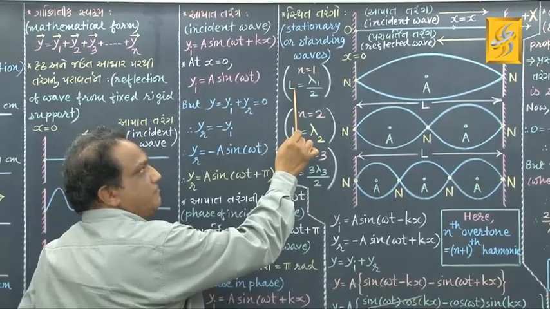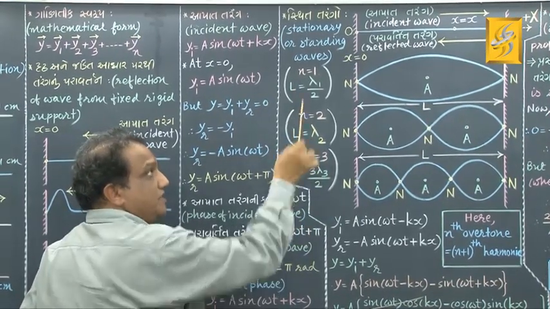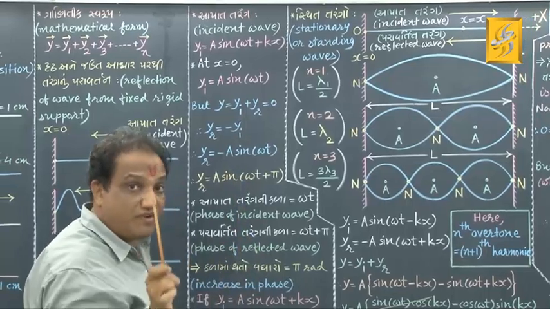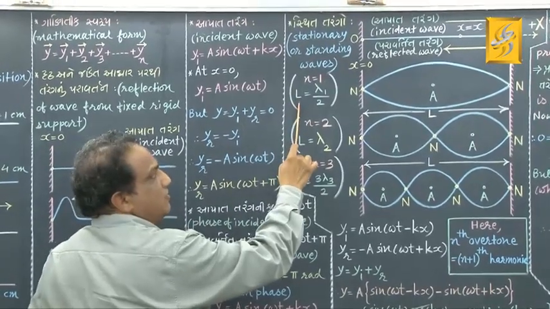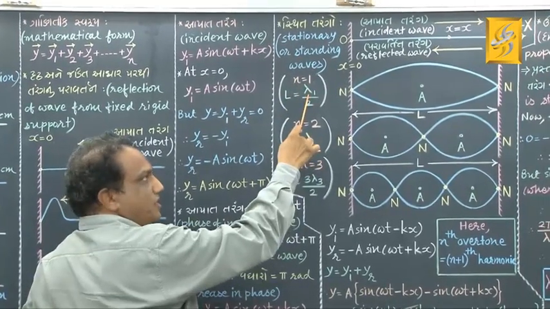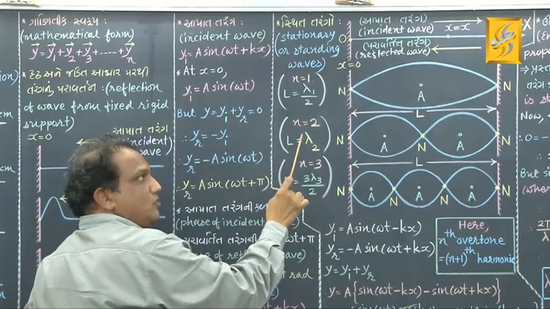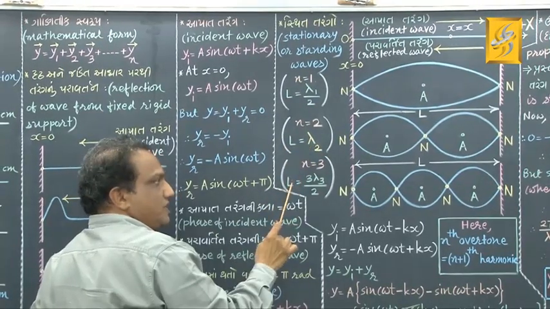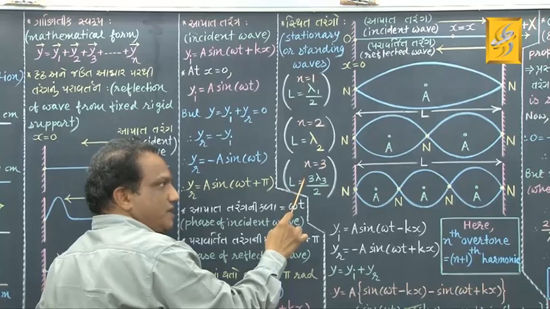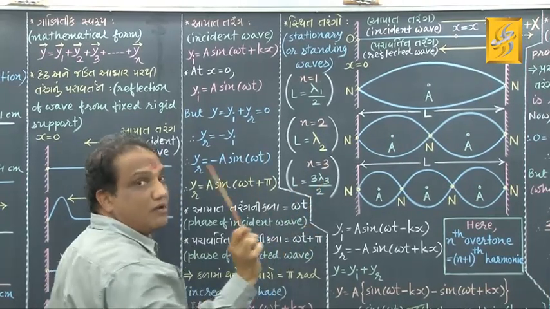Fine. Same length of the string, here it is expressed in terms of wavelengths of different harmonics. This length is equal to half of the wavelength for the first harmonic. This length is equal to the wavelength of the second harmonic. This length of the string is 3 by 2 times the wavelength of the third harmonic. Got it?